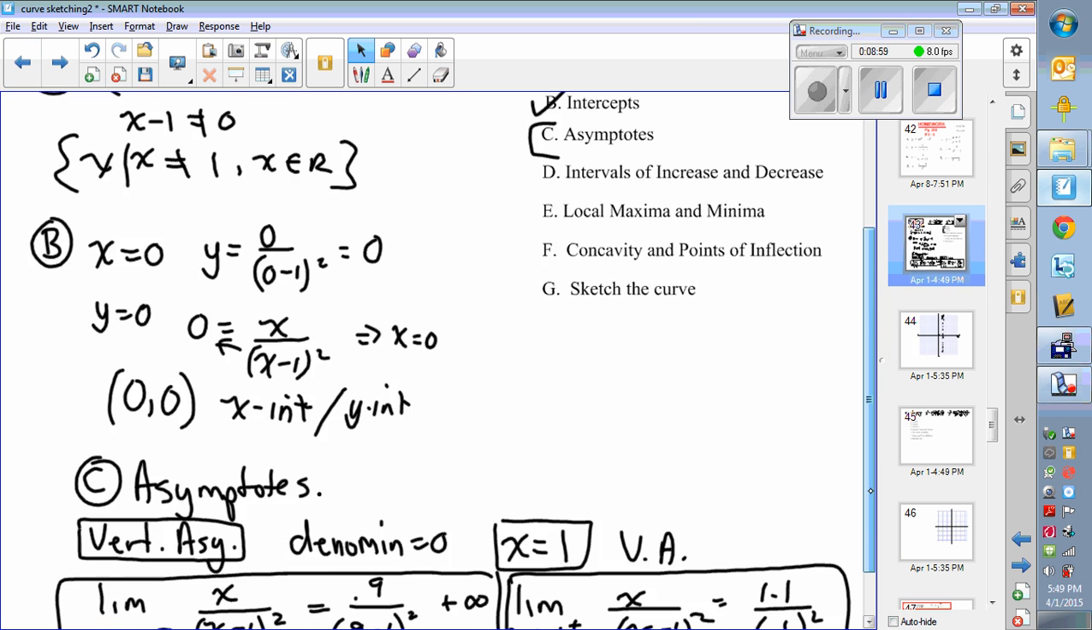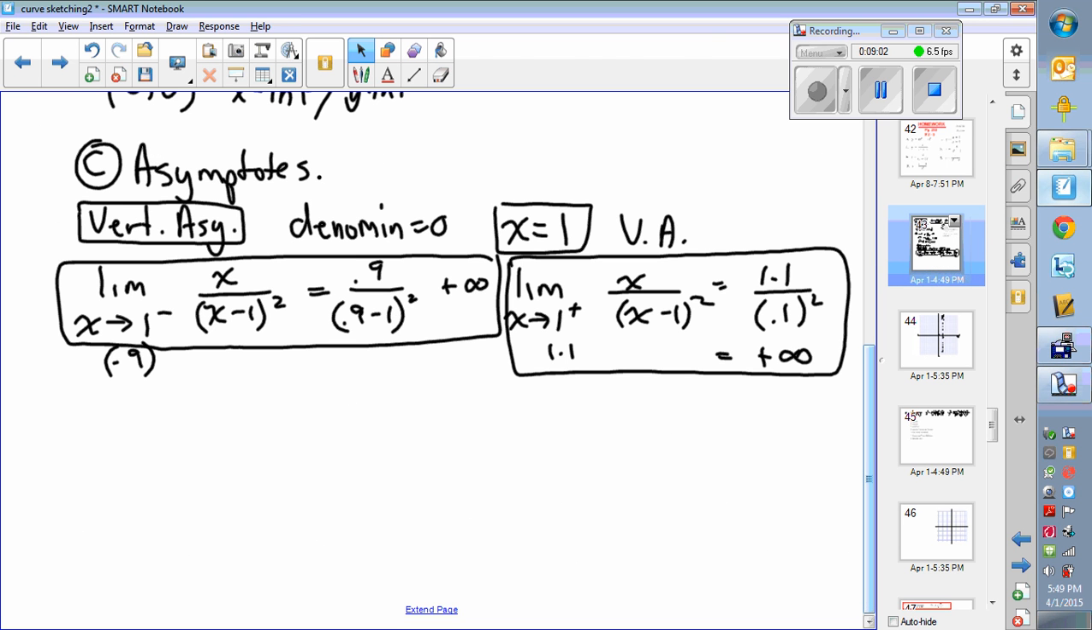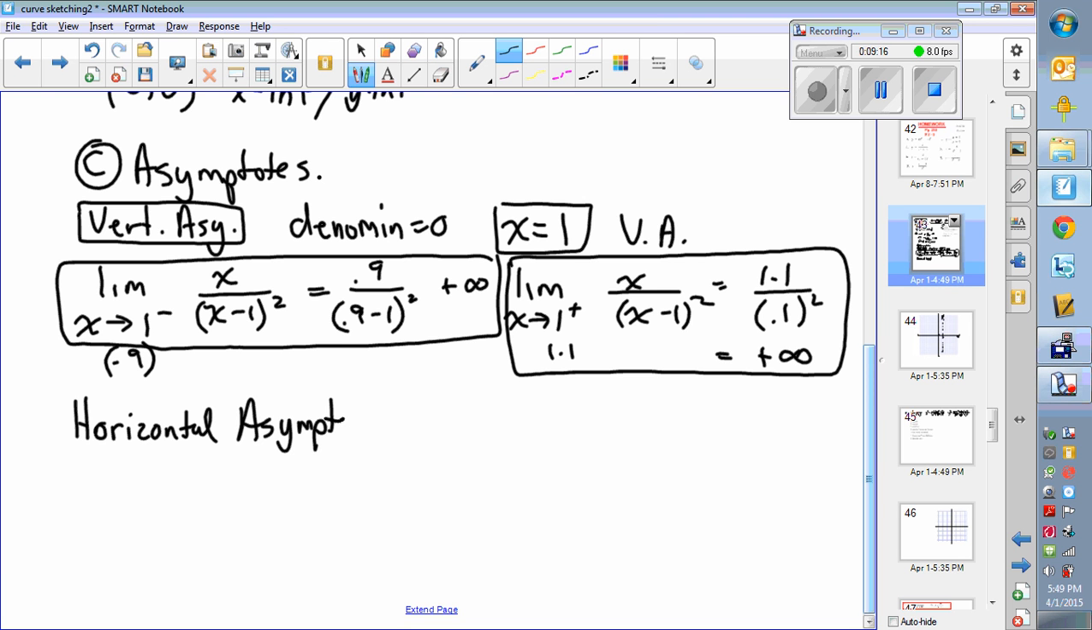Still on asymptotes. We did vertical, so now we need a horizontal asymptote. To get the horizontal asymptote, you have to find out what this function is doing when x gets very, very, very large, or when x gets very, very, very small. So you want to do the limit of this function, x over (x minus 1) squared, as x goes to positive infinity. When x gets huge, what does this function do?